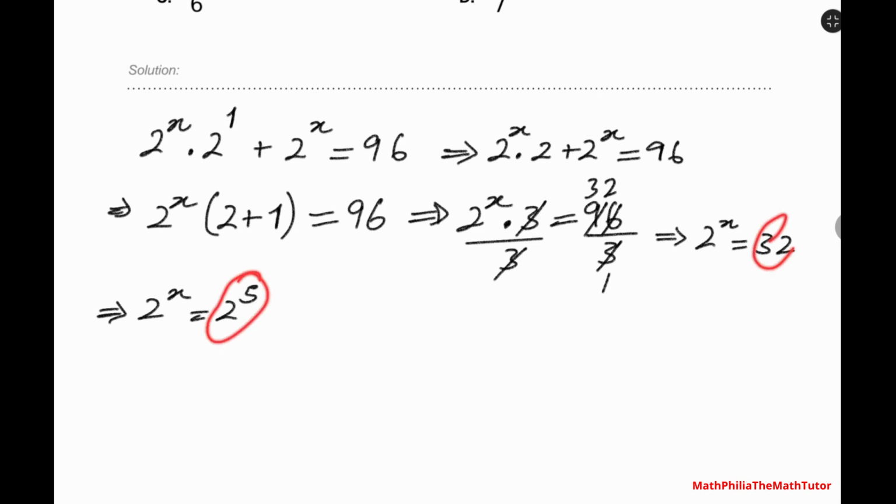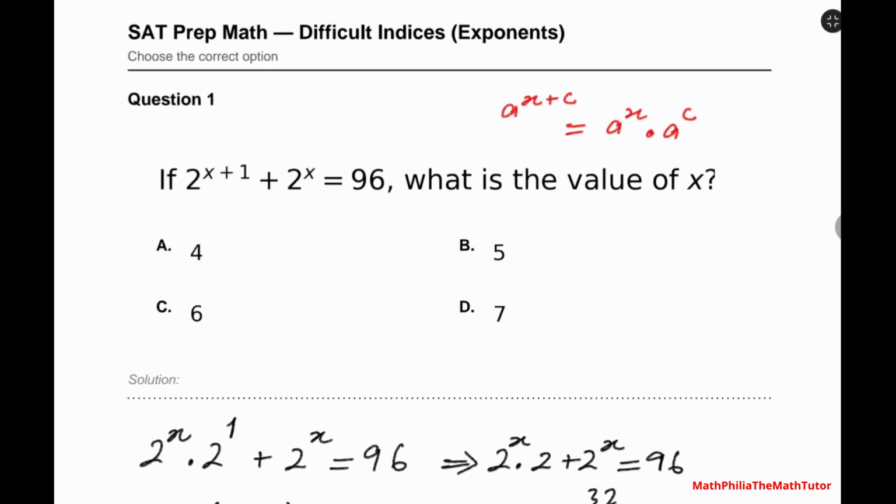So this is the same as 32, okay? Then from there, in indices, as you know, if the bases are the same, we just equate the powers. Then from here, x is just equal to 5. Okay? So in this question, our value of x is 5. That is option B. You can go ahead also and then verify.